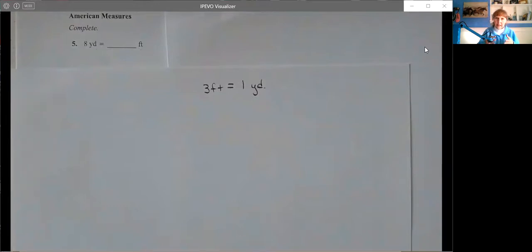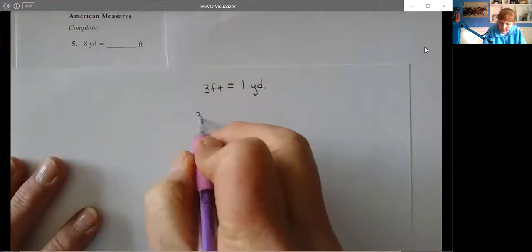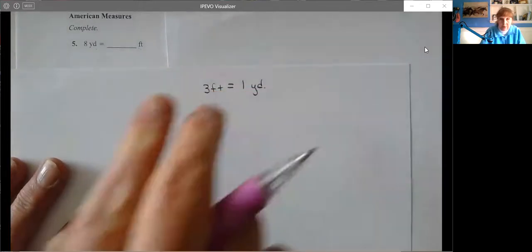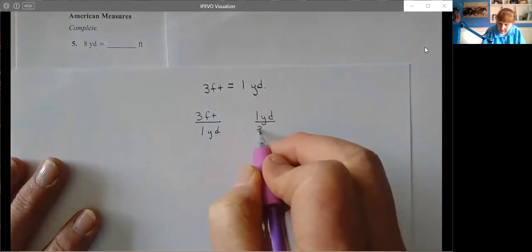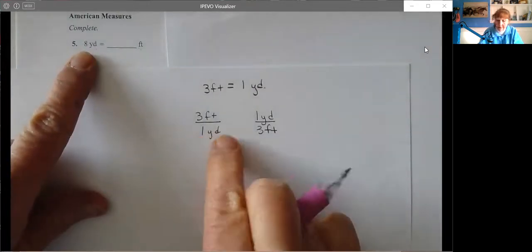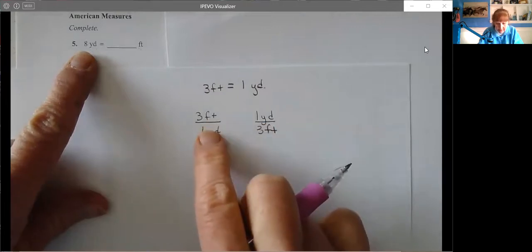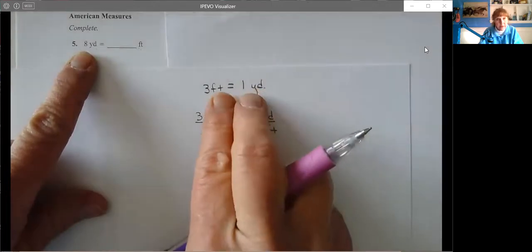Most of the time for these English ones, you'll just know that 3 feet is equal to 1 yard. So I can create two different fractions from this right here. I can say 3 feet over 1 yard, that has a value of 1 since those are equal to each other, or 1 yard over 3 feet. Now I'm going to take this 8 and multiply it to one of these. I'm going to have to pick, and it does matter. Either I'm going to multiply by this or I'm going to multiply by this one. Both of these were created by this right here.